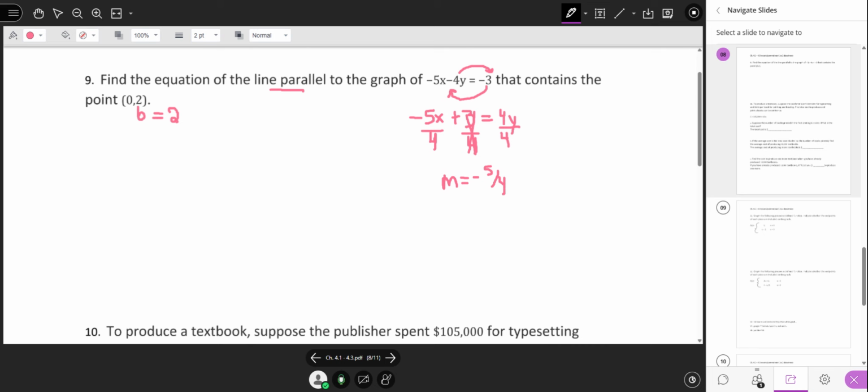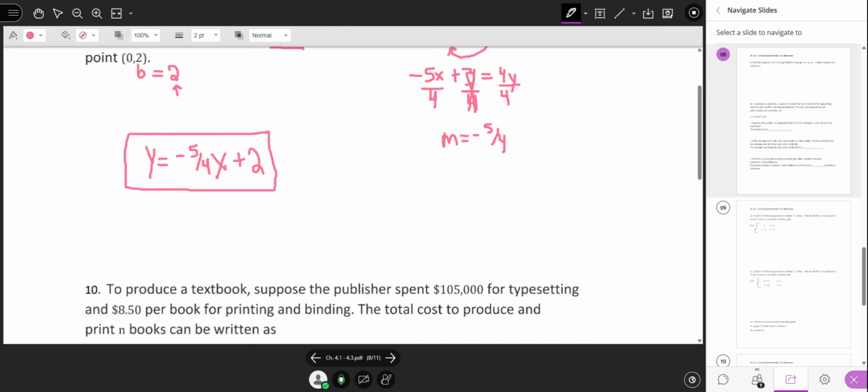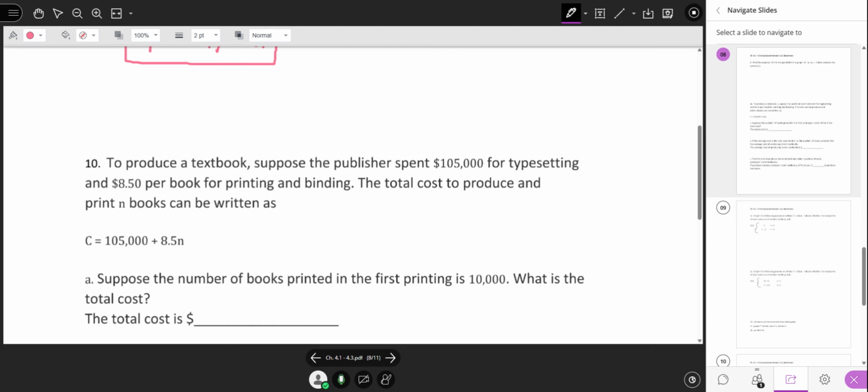Okay? And B is 2. So y equals -5/4 x plus 2. I like that problem. And I don't just like number 10. I love number 10.